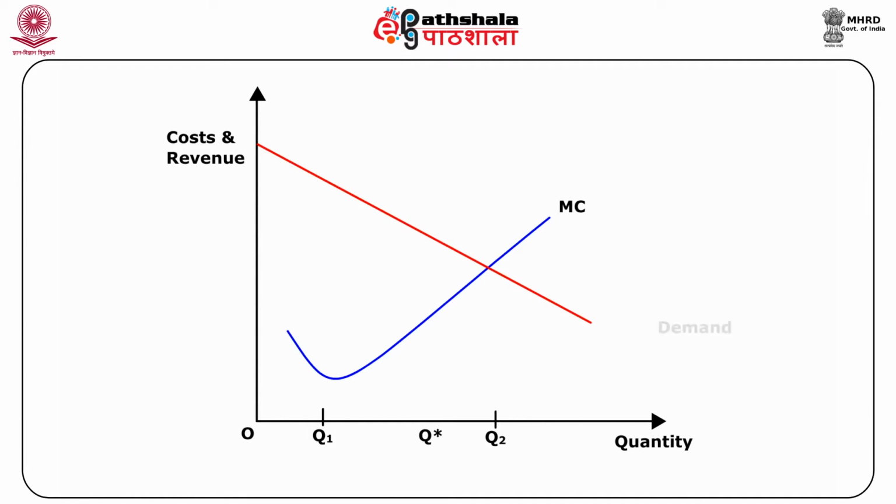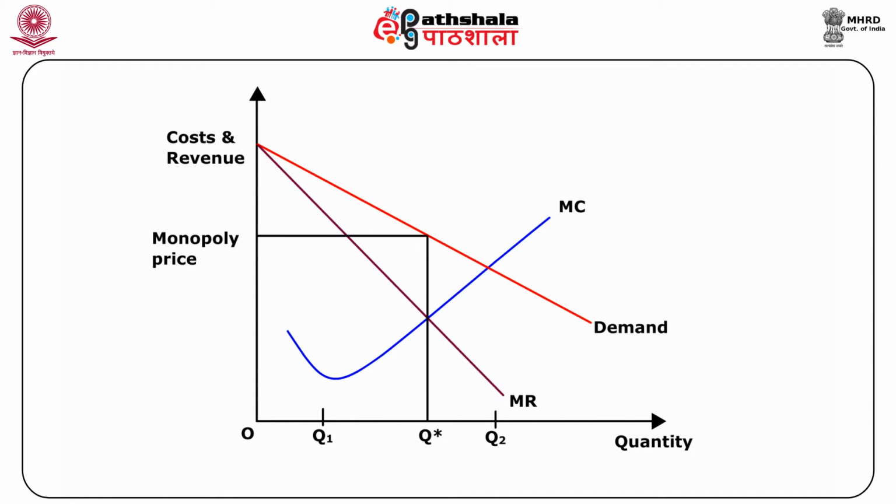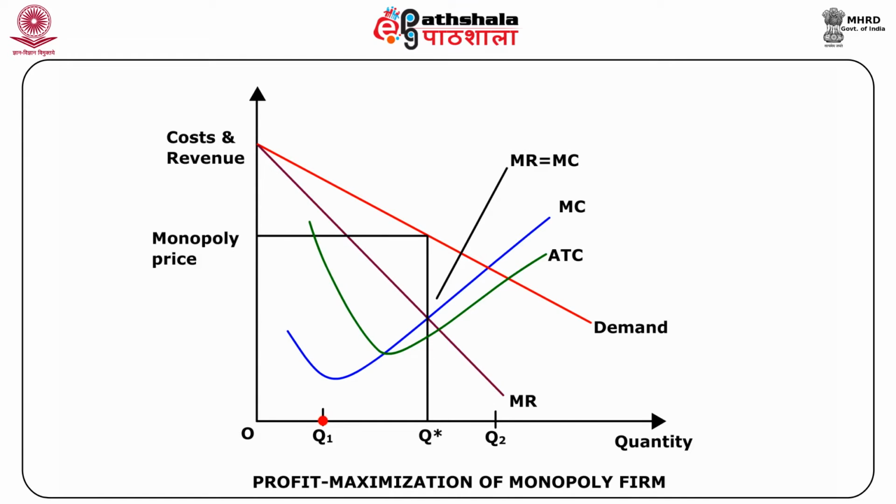Now, suppose first that the firm is producing at a low level of output, such as Q1. In this case, marginal cost is less than the marginal revenue. If the firm increased production by 1 unit, the additional revenue would exceed the additional cost and profit would rise. Thus, when marginal cost is less than marginal revenue, the firm can increase profit by producing more units.